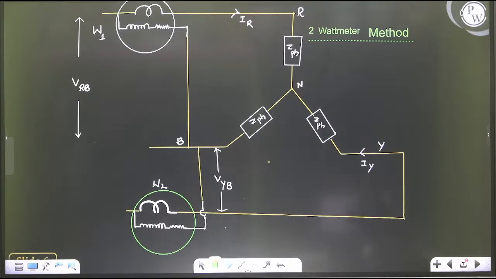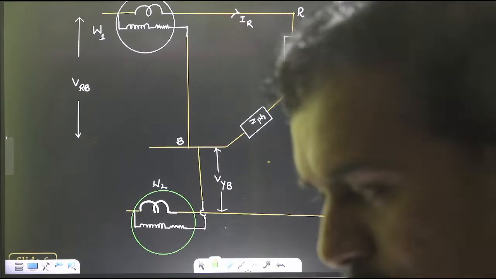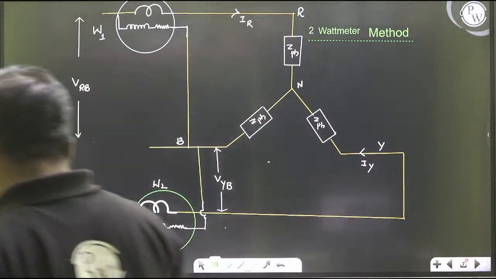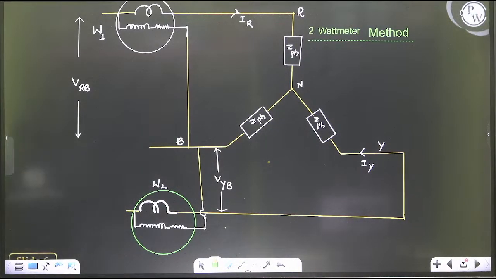Can you tell me what are the expressions for W1 and W2? So we have to get these two expressions. So how to get these two expressions? That's all our job.